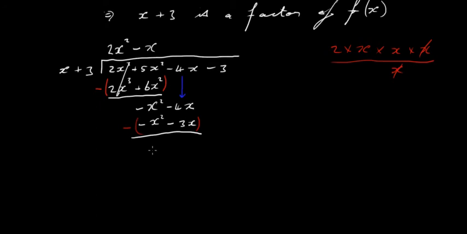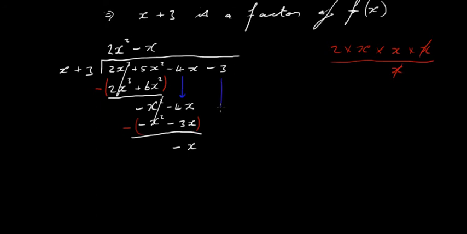Okay, so minus times minus is plus, so we have a plus x squared and minus x squared. They should cancel. You should get 0 here. This minus times this minus is plus, so we have plus 3x minus 4x. That gives us minus x here.